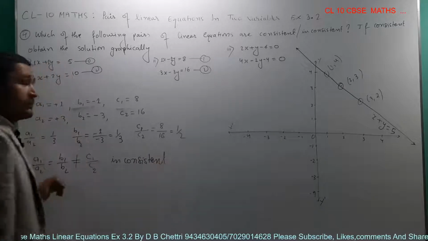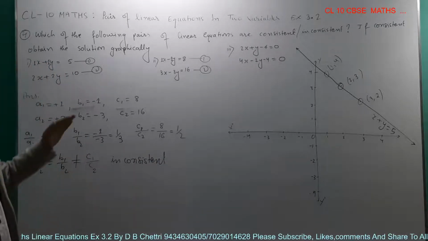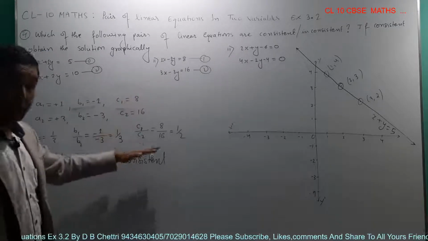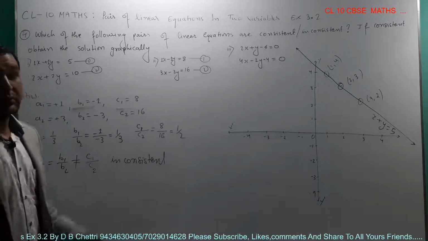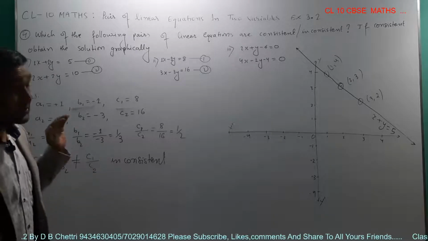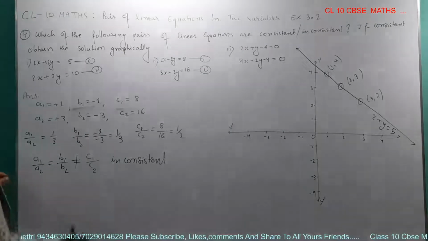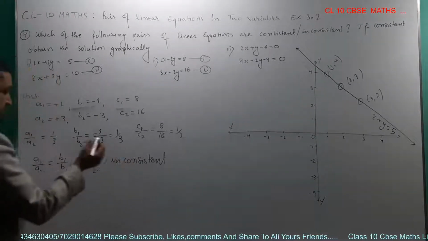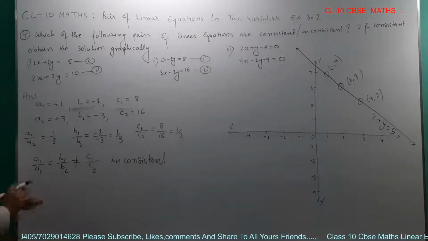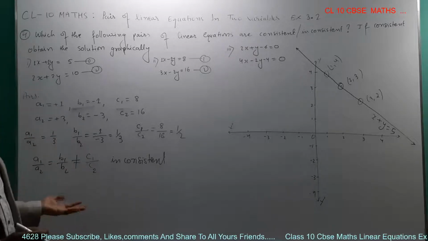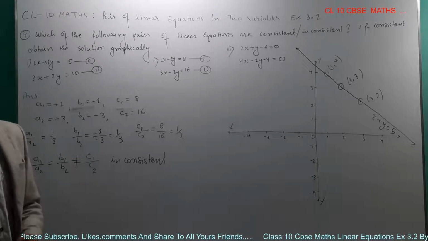If we draw the graph of this line, we will get parallel lines. The question asks to draw the graph when the relation is consistent. That means we are not going to solve this question graphically, because the questions ask to solve if the relation is consistent. If the equation is inconsistent, we are not going to get the solution graphically.